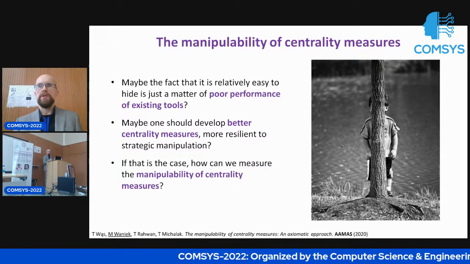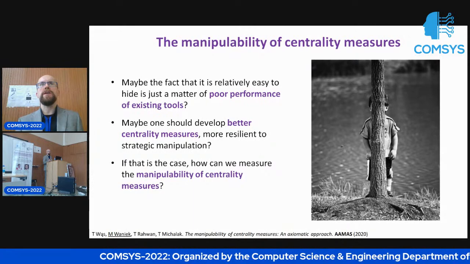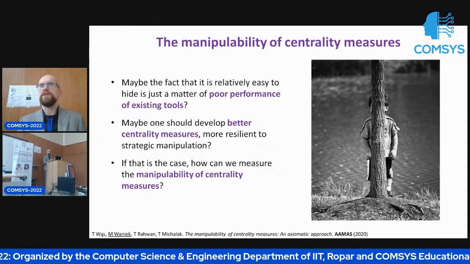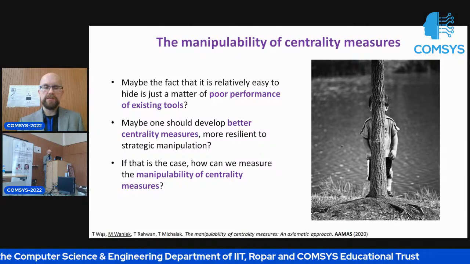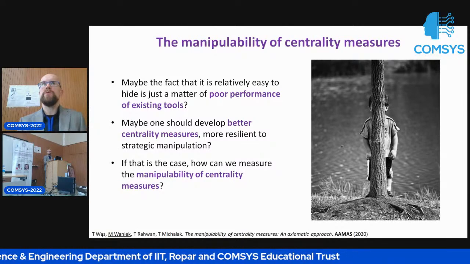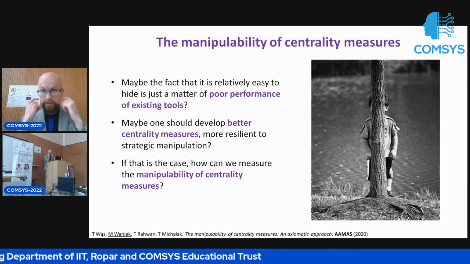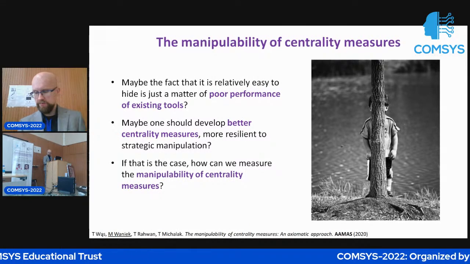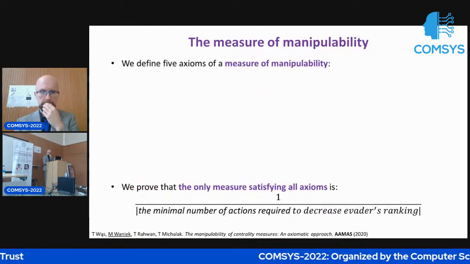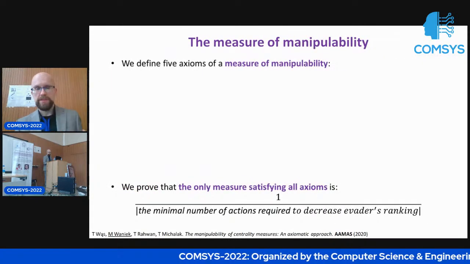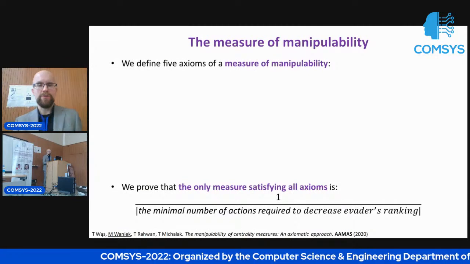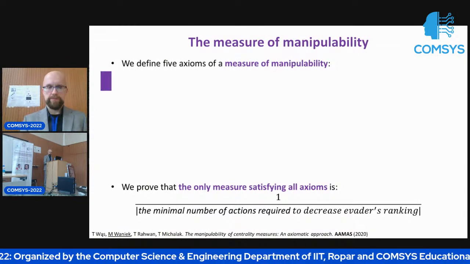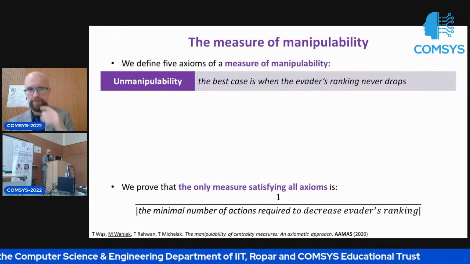So in order to quantify the levels of manipulability of a certain centrality measure, we would need to have a measure of such manipulability. And this is something that we tried to come up with in this work. This was led by Tomek Wąs from University of Warsaw. Some of my animation doesn't work. So we defined five axioms of such a measure of manipulability. So this is an axiomatic approach.